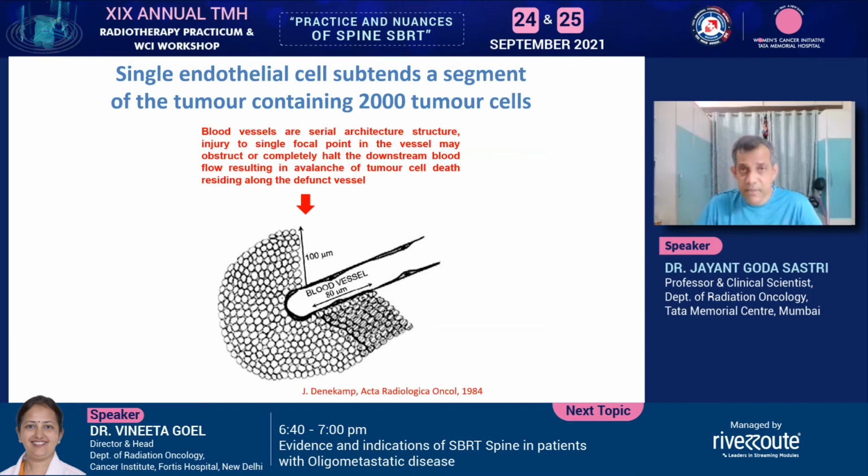For theoretical purpose, a single endothelial cell subtends or provides nutrition to a segment of tumor cells containing 2000 tumor cells. Imagine the small endothelial cell undergoes apoptosis, and cell death can result in death of about 2000 tumor cells.